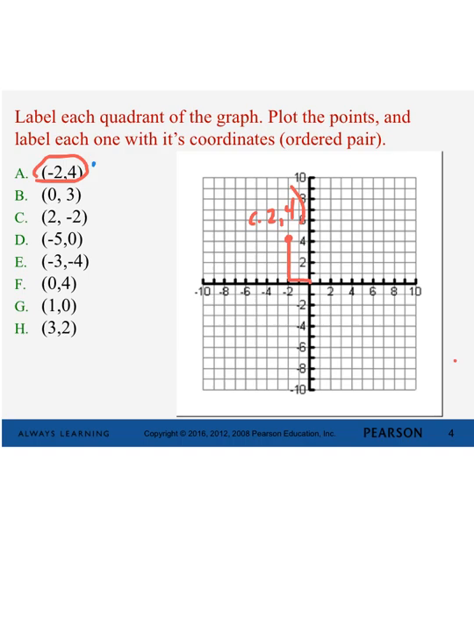And we're going to find the point (0, 3) by going once again to the origin, but we're not going to go left or right because the x value is 0. We're simply going to go straight up on the y-axis to the point (0, 3).